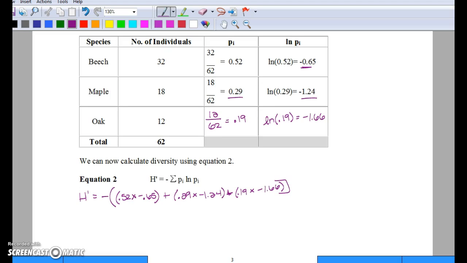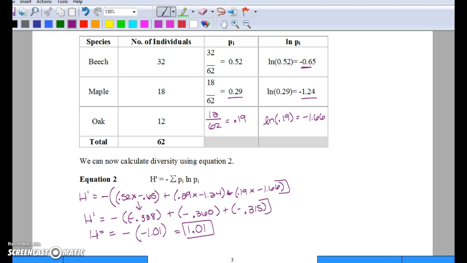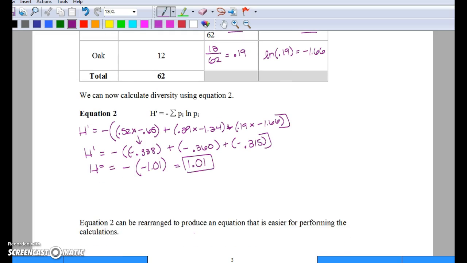Once you've done the multiplication, then you can add them up. And your H prime, you get negative, and then you have a negative in here from this value, 0.338 plus a negative 0.360 plus a negative 0.315. Now we can add them. H prime is equal to a negative times negative 1.01. And we know that a negative times a negative is a positive. 1.01 is our Shannon-Wiener value for the species diversity using equation 2. So we can compare this value to other Shannon-Wiener values.